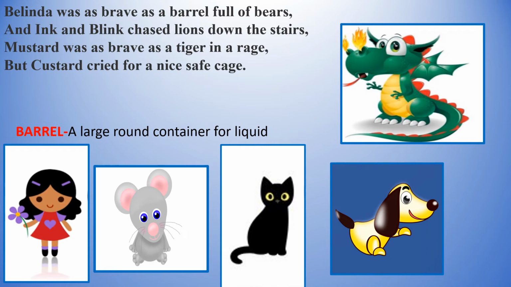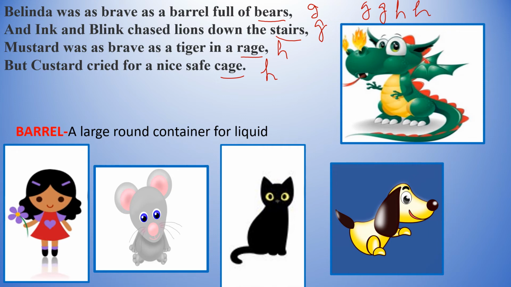As we come to know in the previous stanzas also, Custard used to be considered a coward. So that's why Custard used to always cry for a nice, safe cage. Let's start with the rhyming scheme and the poetic devices discussion of the stanza. The rhyming scheme: bears, stairs, rage, cage, G, G, H, H. So the rhyming scheme of the stanza will be G, G, H, H.